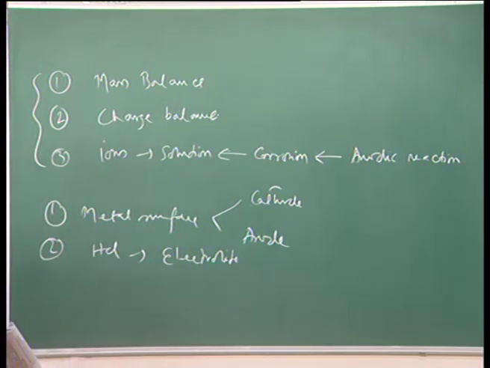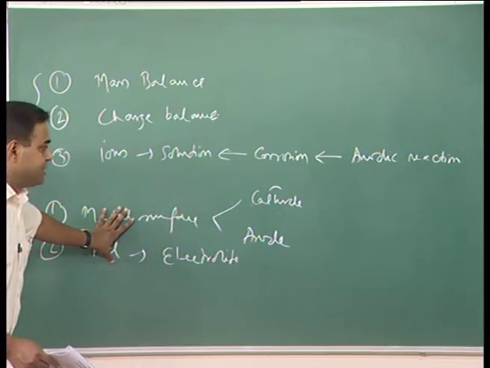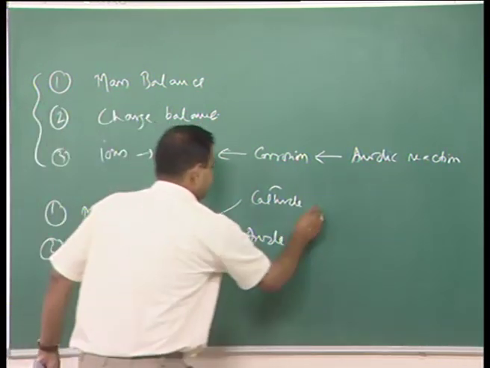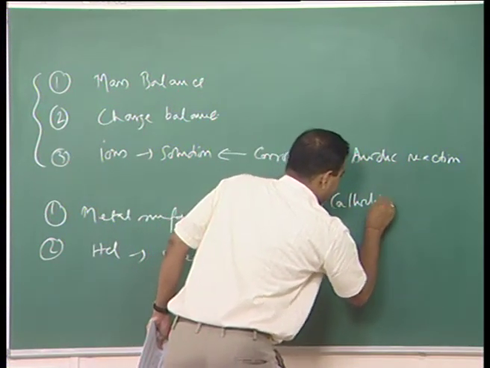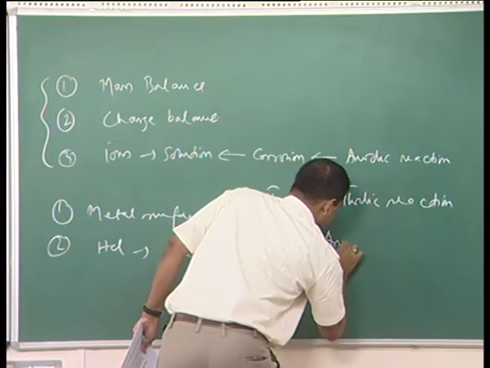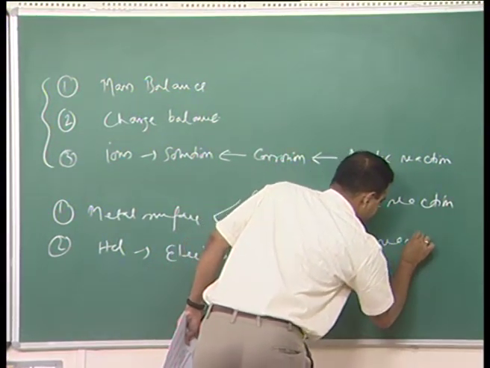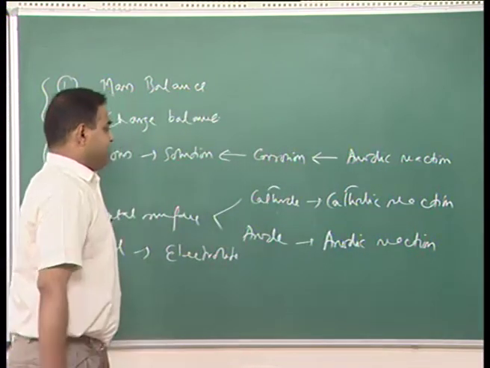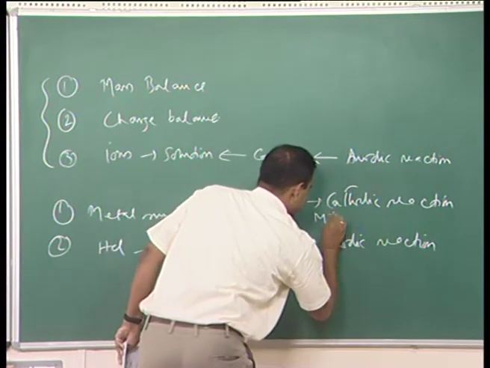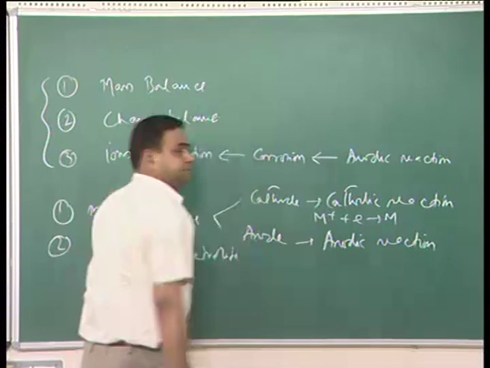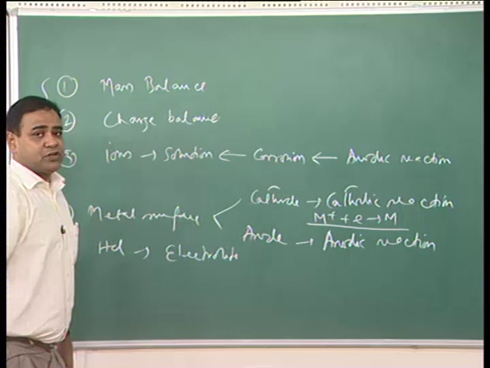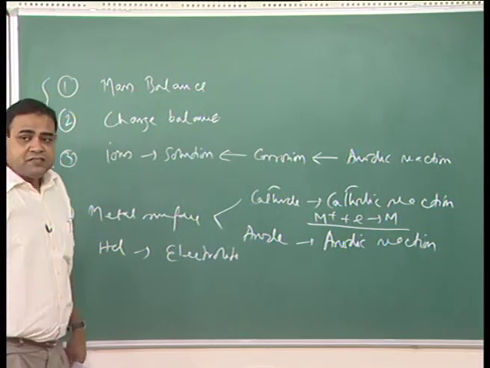Now, as well as when you have this, you have two different reactions. One is cathodic reaction and anodic reaction. Now in case of cathodic reaction, you have M plus e going to M. Now let us understand this reaction on the basis of oxidant and reductant.